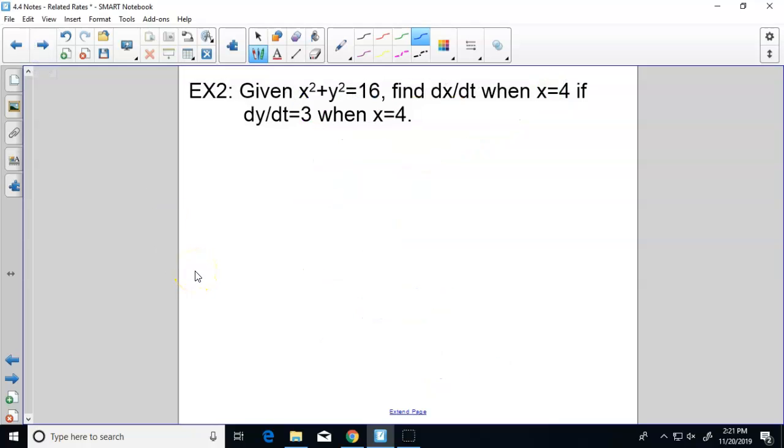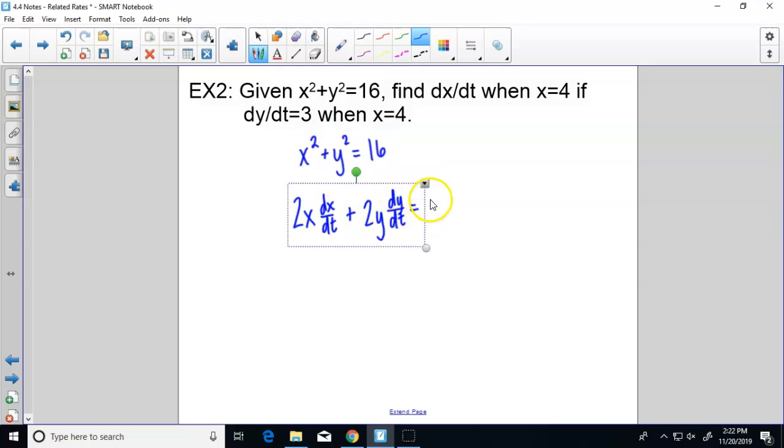We've got x squared plus y squared equals 16. We need dx/dt when x equals 4 if dy/dt equals 3 when x equals 4. So we'll do the same thing we did for the last problem. We'll take our derivative. When we take our derivative, we'll have 2x dx/dt plus 2y dy/dt. And then the derivative of 16 is just 0.